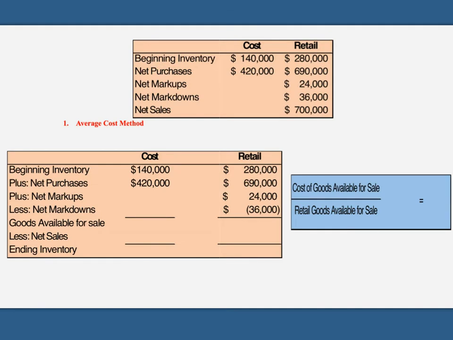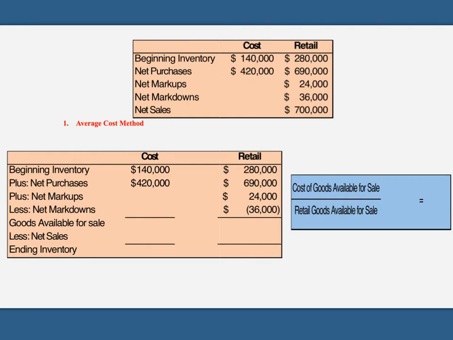So what we'll be doing in these problems is filling out the retail column and then creating a ratio from that to figure out what the ending inventory and cost of goods sold are for the cost column. So we have our cost, for example, beginning inventory here, and then this is our retail price of beginning inventory. Same thing for net purchases, and then under retail you're going to have markups, markdowns, and our net sales as well. So these are all going to be put into this table here to help us solve for the ending inventory and cost of goods sold under cost.